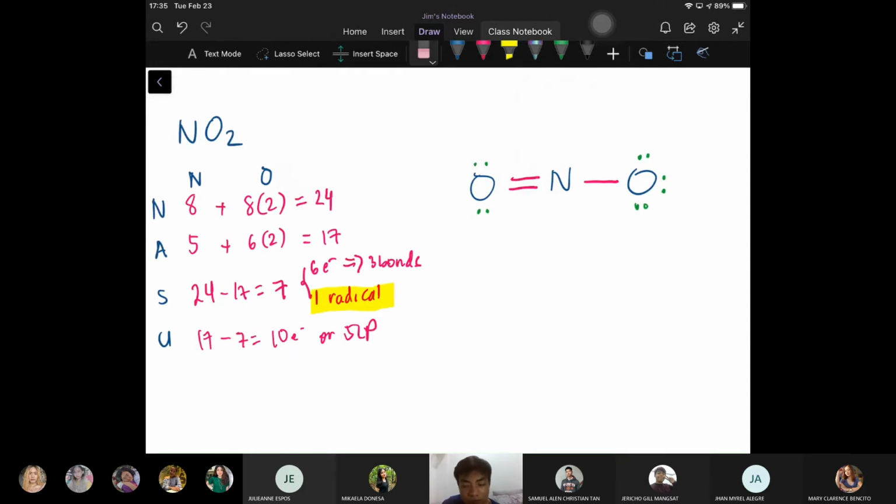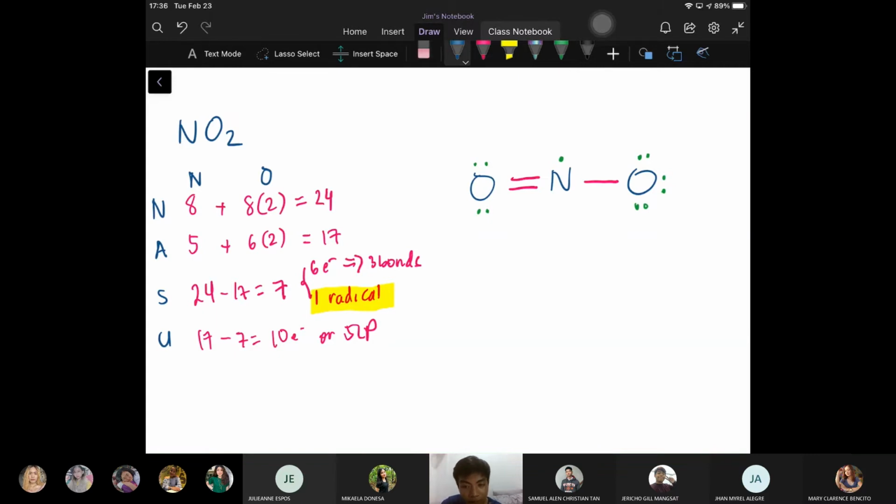Last na gagawin mo is to place the radical. Saan ko po ilalagay yung radical? Sa central atom usually. Sa nitrogen. So kapag radical yan, single dot lang yan. Okay? So radical yan. And that will be the structure for NO2. Yan na yan. Okay? May tuldok lang siya sa nitrogen.